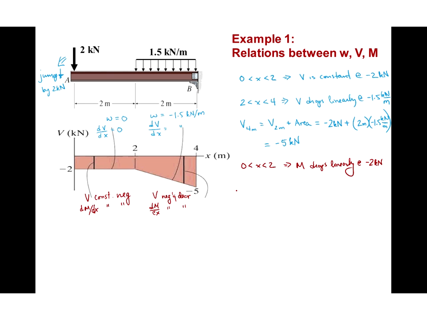Moreover, since V is linear in this region, or in other words, first order, if we integrate that, we know M is going to be second order. So it's parabolic, and it has a negative and decreasingly negative slope.